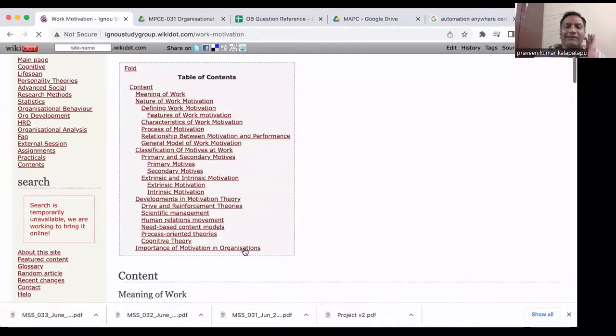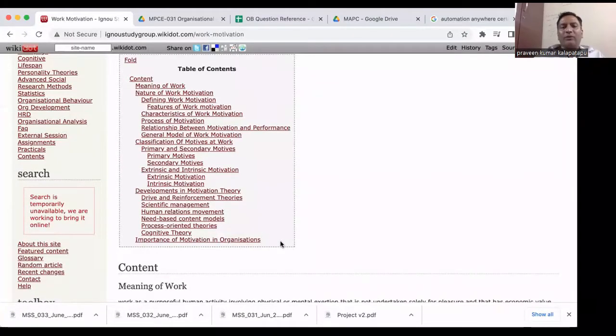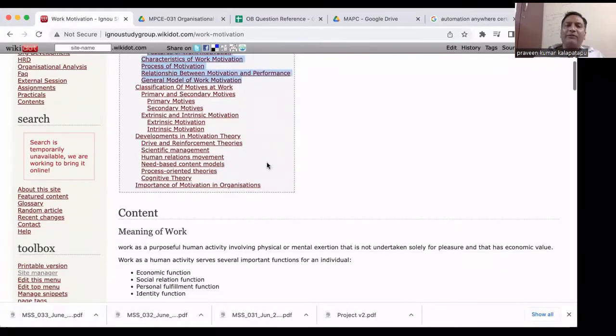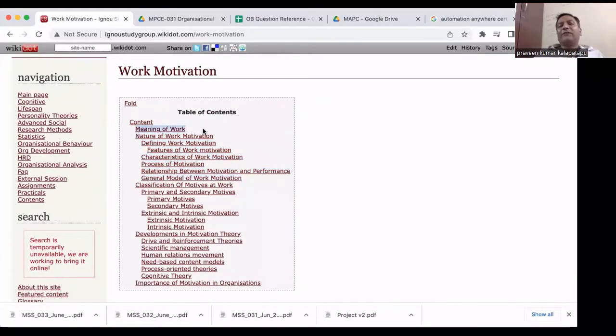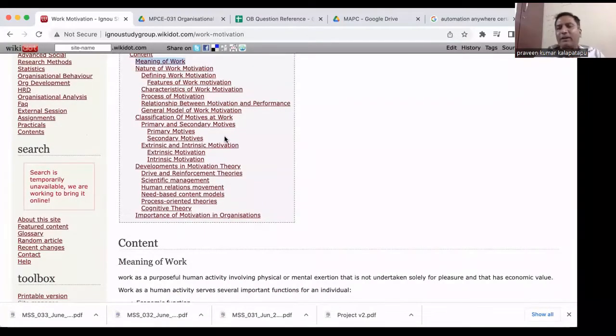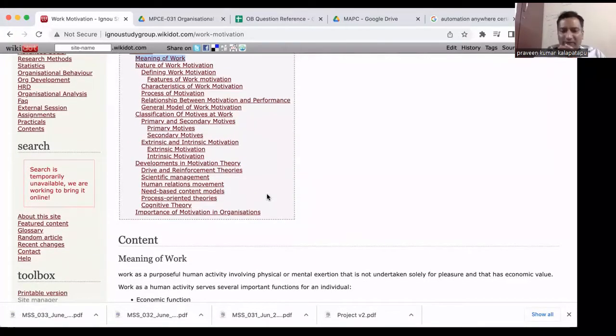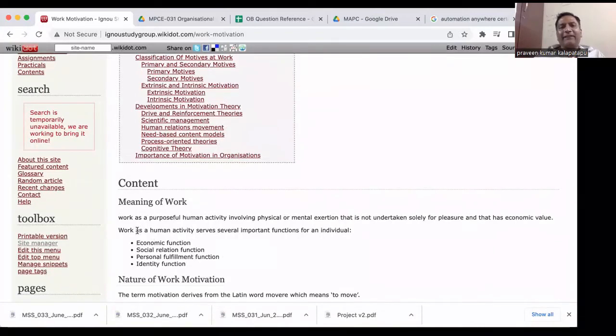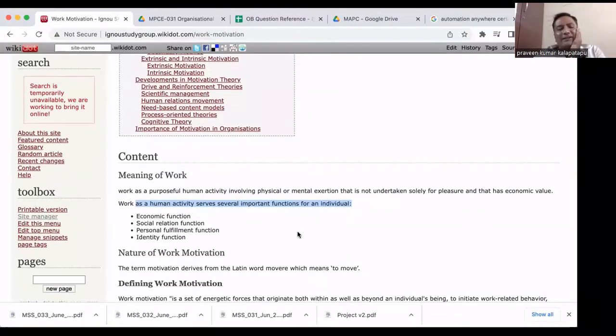So first, what exactly is motivation? We'll go through unit 2, starting with understanding what work motivation is. Even before that, the unit starts with what work is. I am not going to explain this; it is not important from the exam point of view, and none of us is confused about what work is. Basically, it's a human activity that serves several important functions for an individual. Either you work for an economic reason, a social reason, personal fulfillment, or some other cause, and it is classified as work.